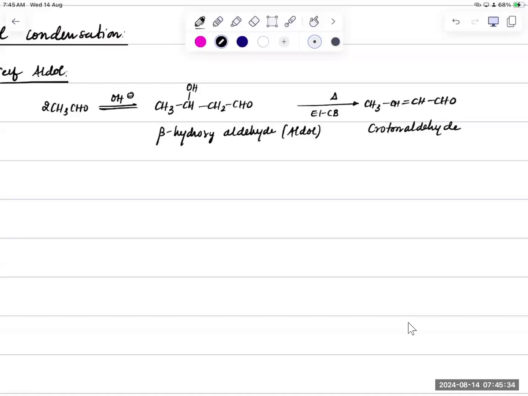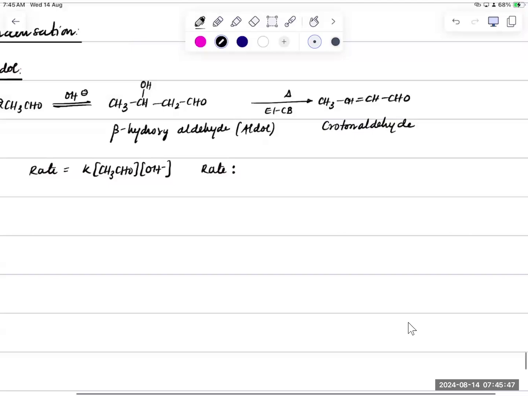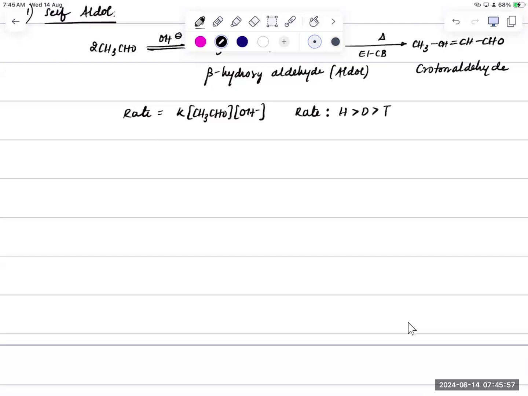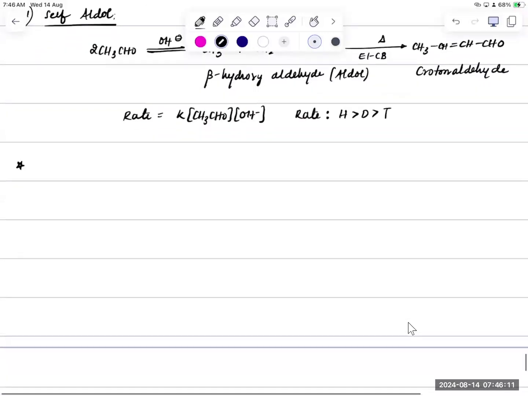A few basic things we need to know: the rate will be dependent on aldehyde concentration as well as base concentration. Because here also the hydrogen is being removed during the E1cB mechanism, the rate will be more for hydrogen than deuterium than tritium. Usually, if a concentrated alkaline solution is given, the reaction would happen faster and the rate will be slightly different in that case. Let me show you what steps are happening.